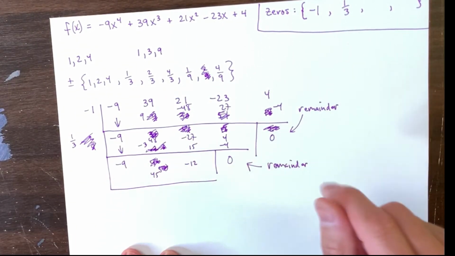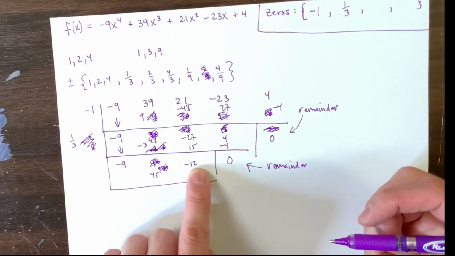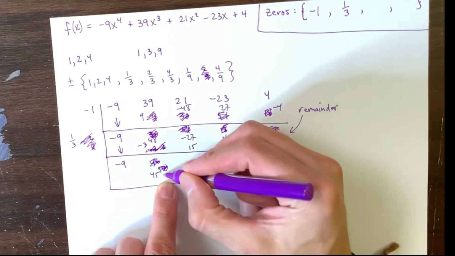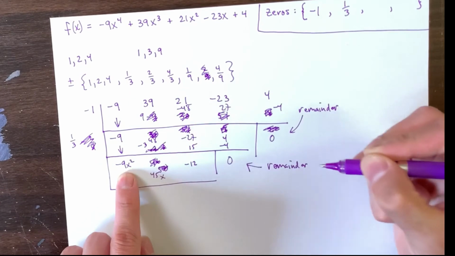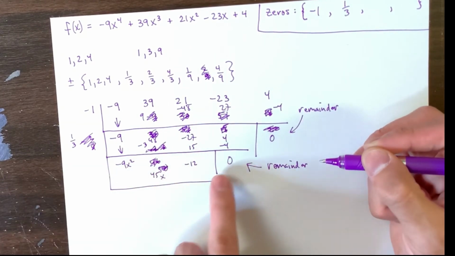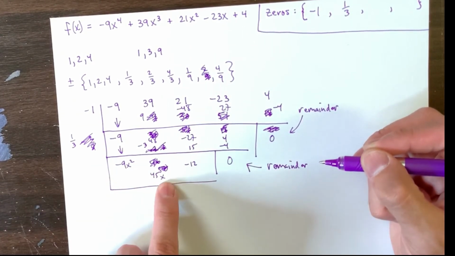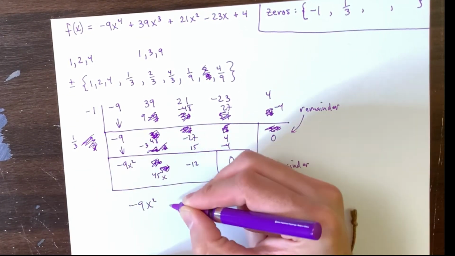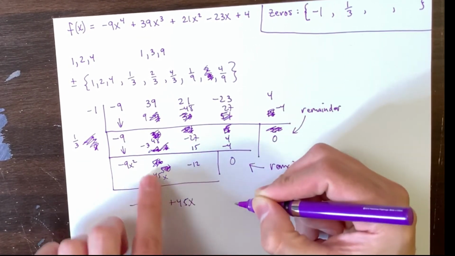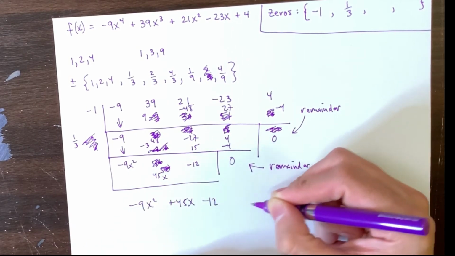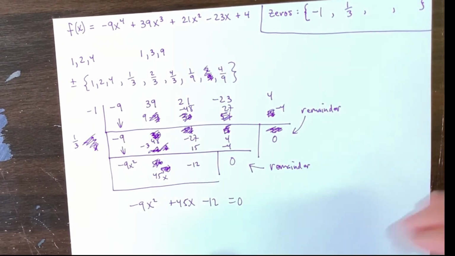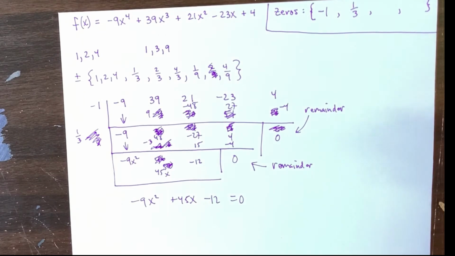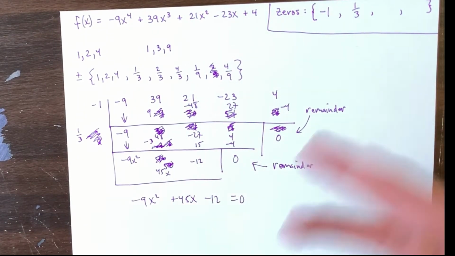So here's what I'm saying. This is a remainder, this is a constant, this is x, and this is x squared. You build it right to left, where this is remainder, constant, x squared. So this is the equation that I have. Negative 9x squared plus 45x minus 12 equals 0. Now you have to solve this quadratic equation. You can solve it by factoring, quadratic formula, whatever.